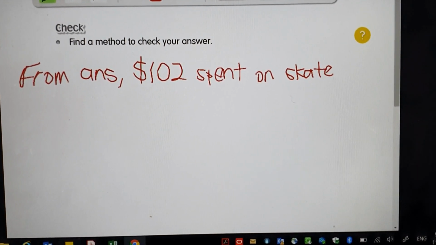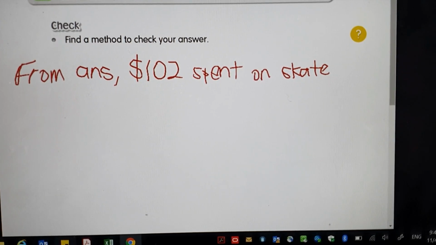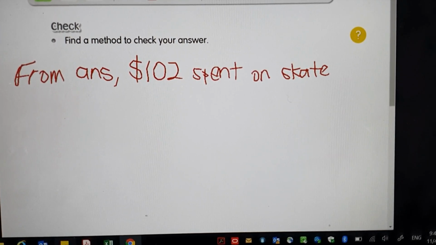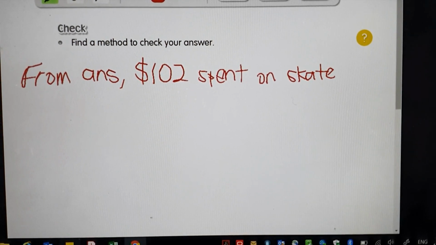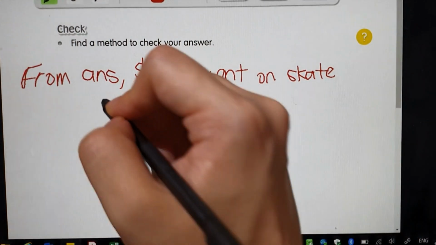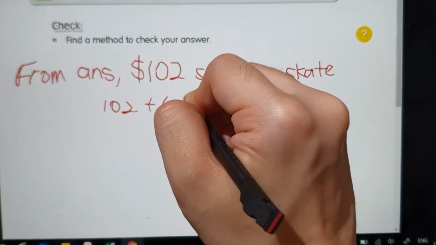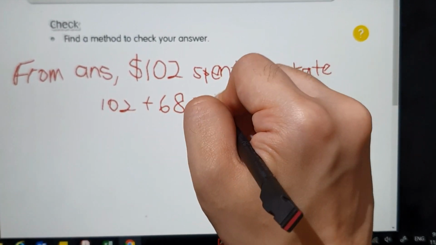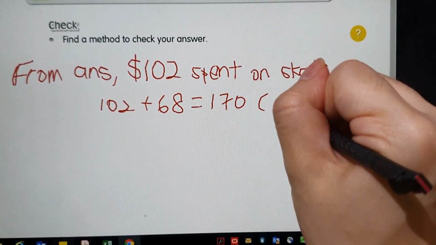Now, how can we check to make sure that our answer is correct? From your answer, you should have found out that he spent $102 on skates. Since I know that he had $68 more for the leftover, I can move on to find how much money he had left. So I simply need to take 102 plus 68, which will give me 170. So this is the amount left.